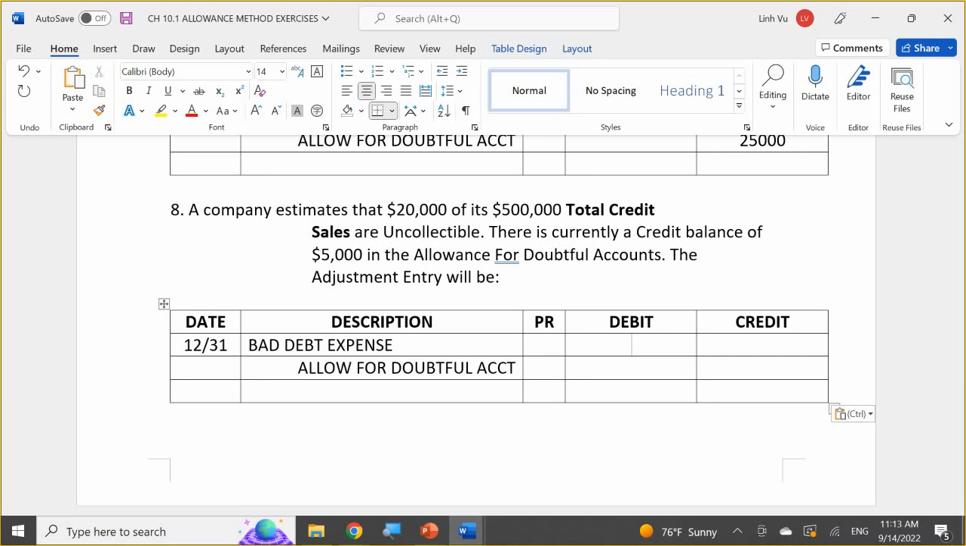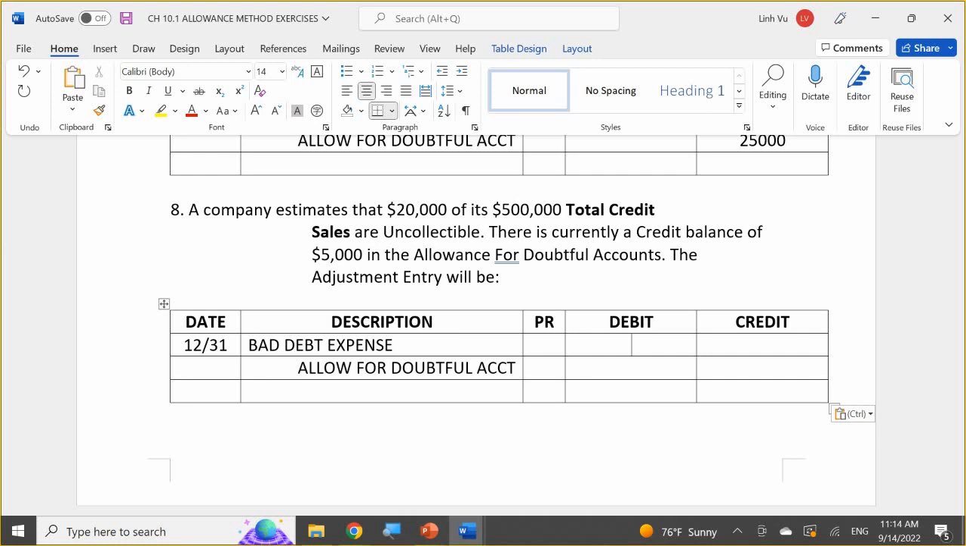And it's still going to be bad debt expense and allowance for doubtful accounts, because you have the choice between the two methods. Right. And then, total credit sales, credit balance of 5,000. So this would be 25,000 debit. Okay, let's try again. So yes, you are correct in using the other method.